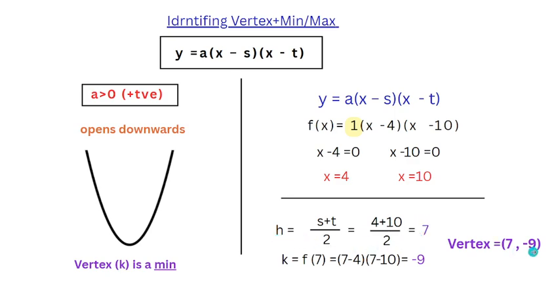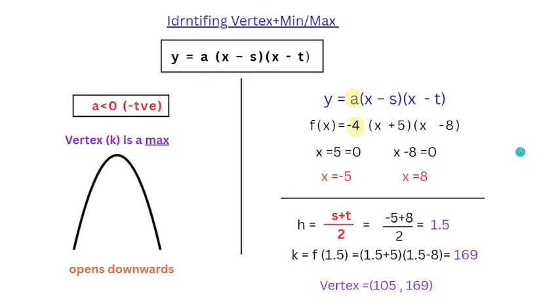How can we get k, the y coordinate? We substitute in the equation. We find f of 7, which equals negative 3 times (7 minus 4) times (7 minus 10). 7 minus 4 is 3, times 7 minus 10 is negative 3, so this k will be minus 9. So I have the vertex: 7 and minus 9.